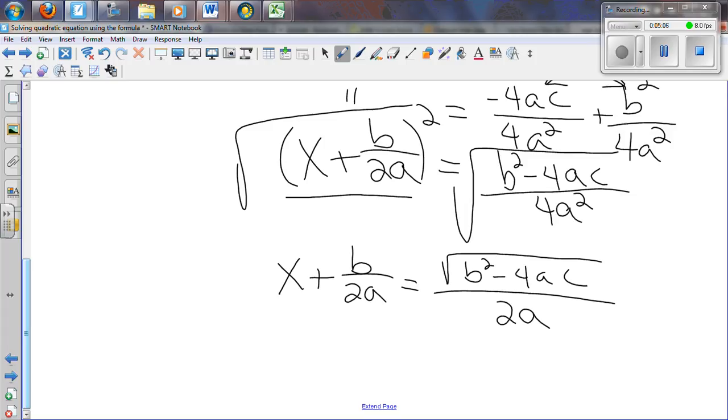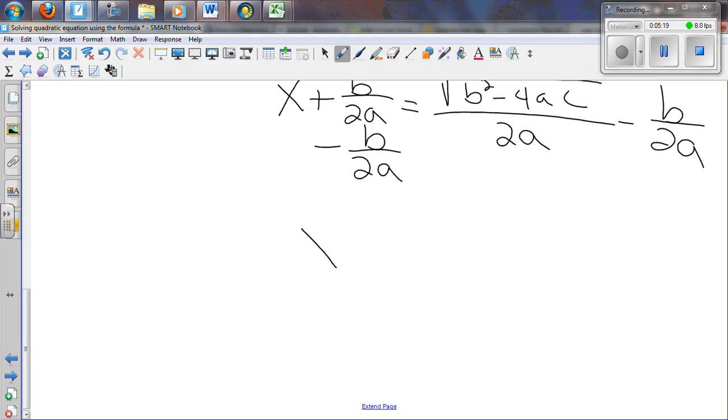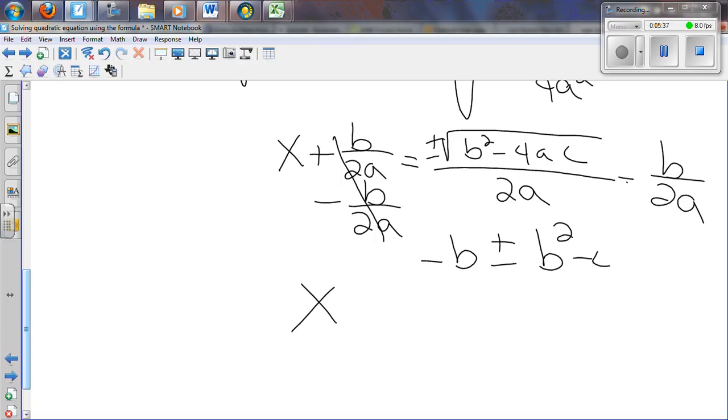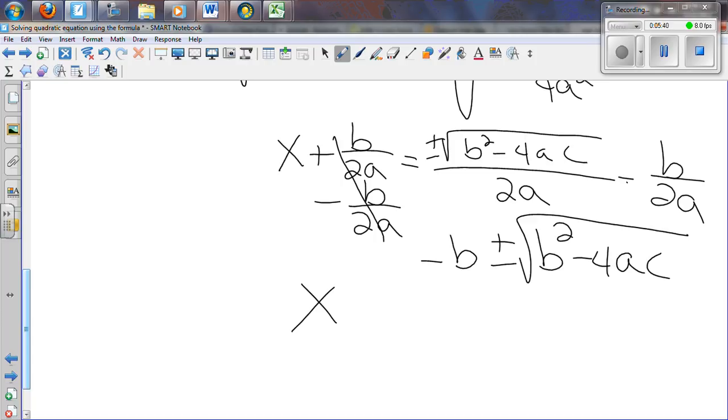Now my x is still not by itself, so I need to subtract b over 2a. When I do that, you notice I have a common denominator again. On this side now I just have x, because these cancel out, and on this side I have everything all over that common denominator. Again, I'm going to put this negative b first. So it's negative b, plus or minus the square root of b squared minus 4ac, all in the square root, all over 2a.